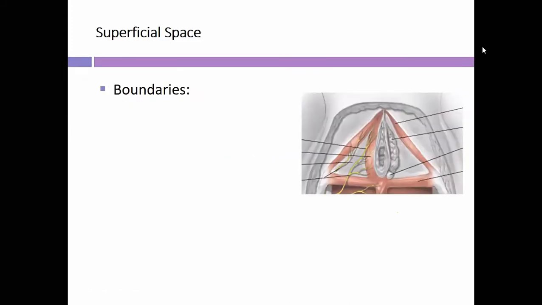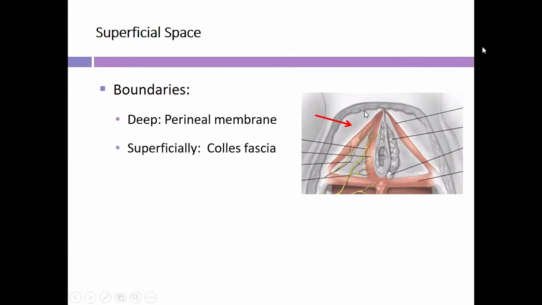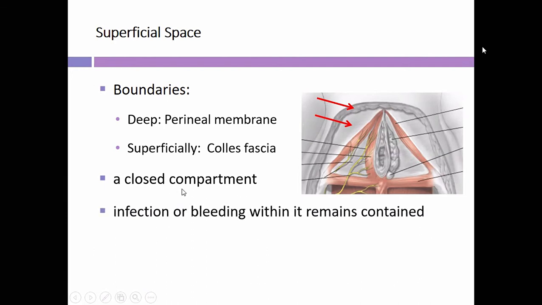So the superficial space of the anterior triangle is bounded deep by the perineal membrane and superficially by the Colles fascia. This Colles fascia is again continuous with the fascia on the abdominal wall. So the advantage of this area on the anterior triangle is that this is a closed compartment, so that if there is any infection or bleeding that may occur here because of a ruptured blood vessel, the bleeding can be confined only to this space.